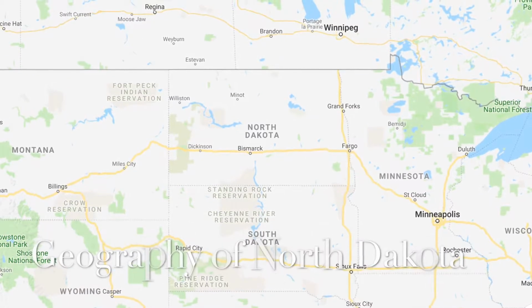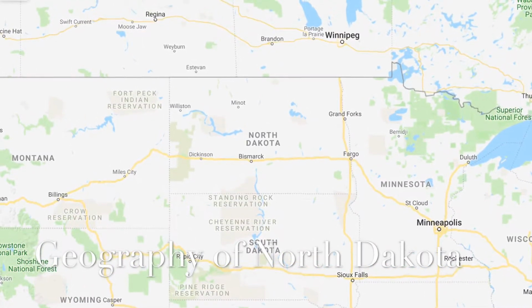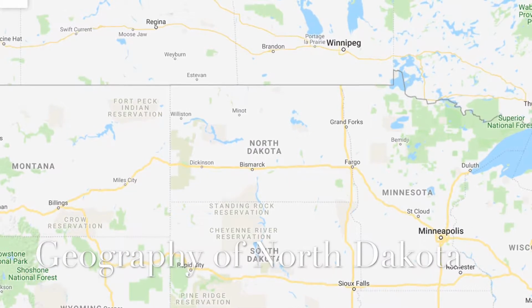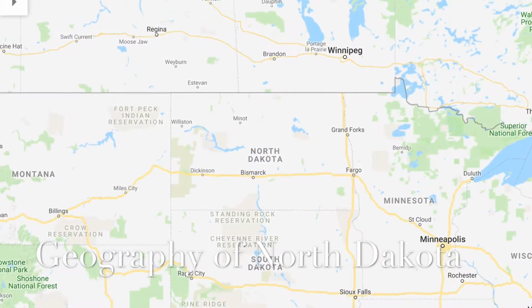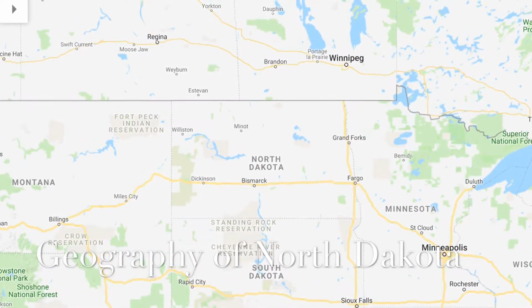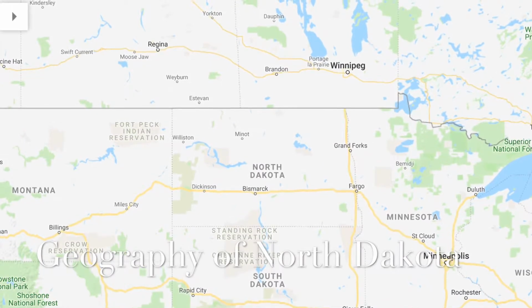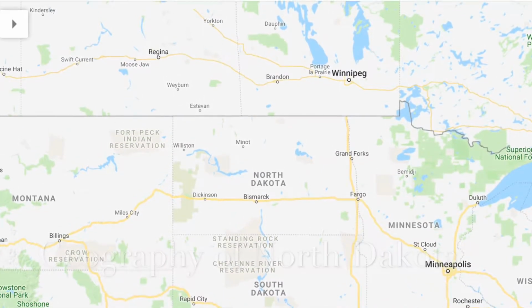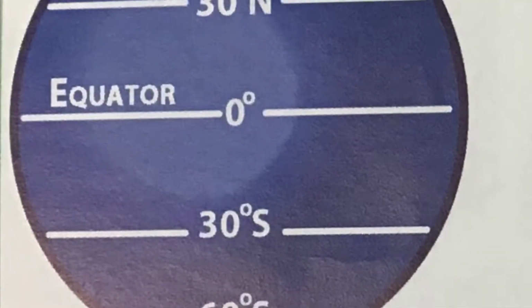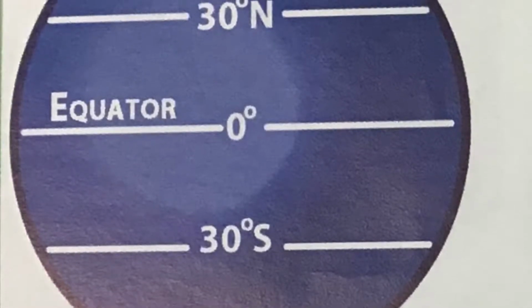Good morning. We're going to start talking about the geography of North Dakota today. Geography, as you remember, is the study of the people and places of the world. We're going to first talk about lines of latitude and longitude because they are used in GPS, our global positioning, to help us locate specifically where people are.